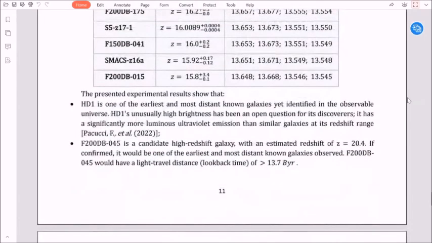The presented experimental results show that HD1 is one of the earliest and most distant known galaxies yet identified in the observable universe. HD1's unusually high brightness has been an open question for its discoverers. It has a significantly more luminous ultraviolet emission than similar galaxies at its redshift range. F200DB-045 is a candidate high redshift galaxy with an estimated redshift of 20.4. If confirmed, it will be one of the earliest and most distant known galaxies observed. This galaxy would have a light travel distance, look back time, of more than 13.7 billion years.